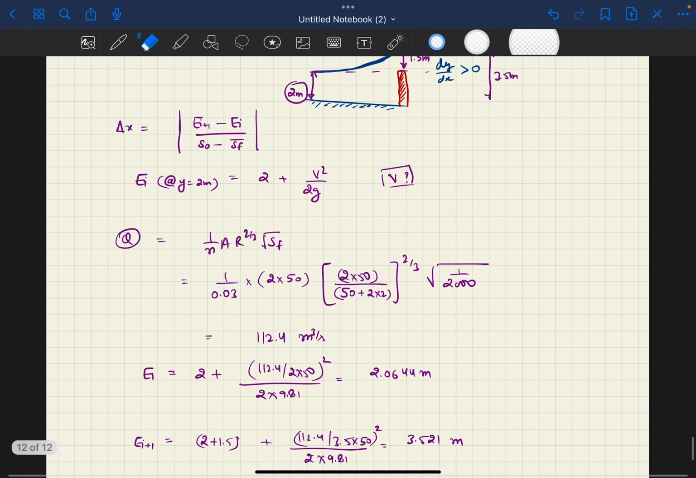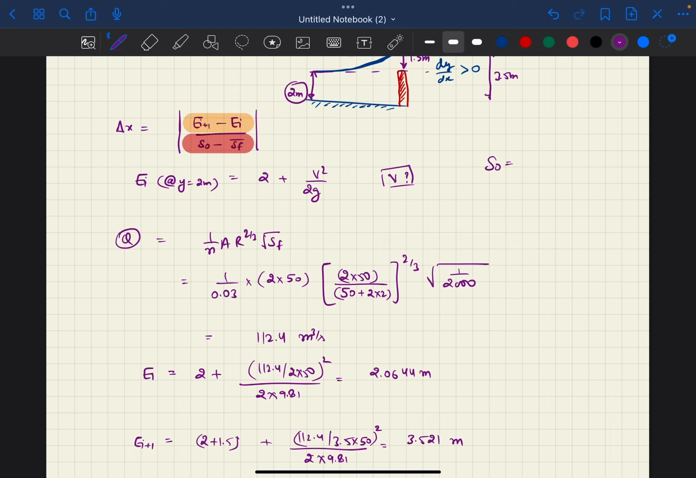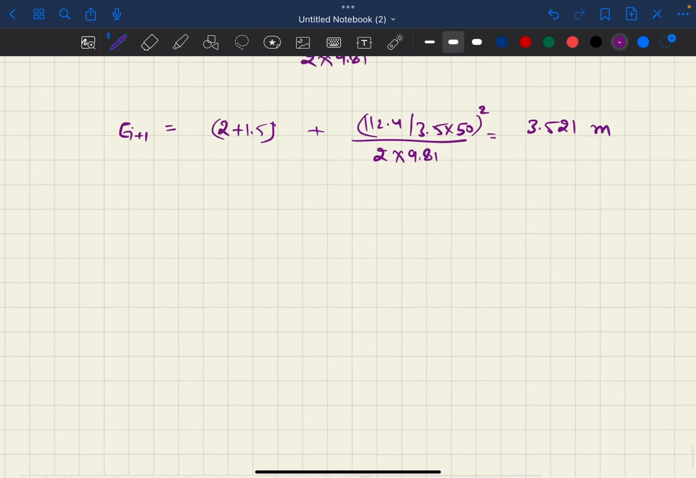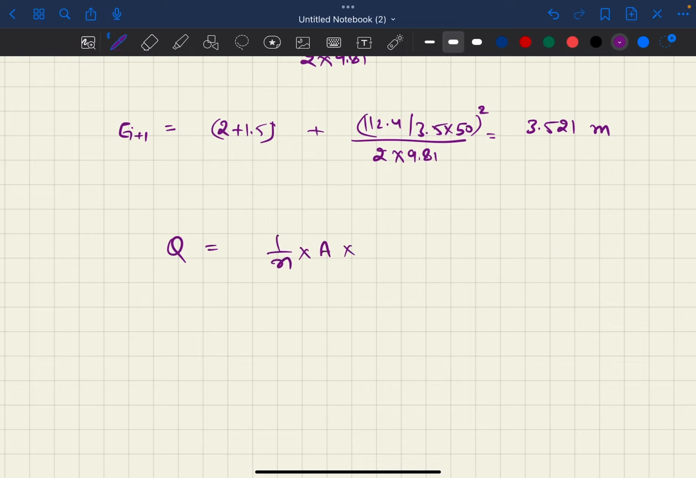Now we know these two values. Now we'll have to calculate the other two values. Since S naught is given, S naught is equal to 1 upon 2000, we have to calculate Sf only. So for Sf we have a formula that Q is equal to 1 upon n A R raised to power 2 by 3 under root Sf i. Say it i, and discharge is going to be the same.